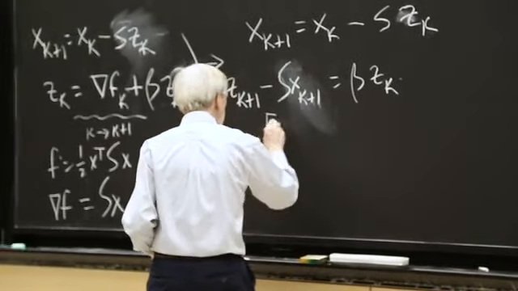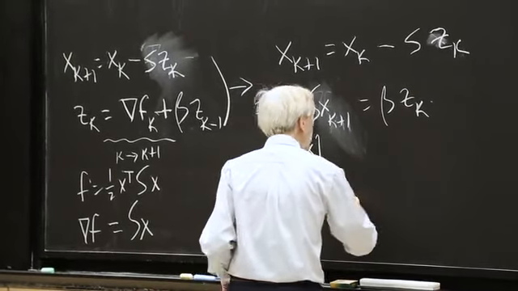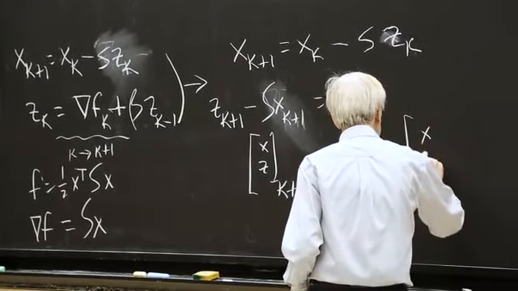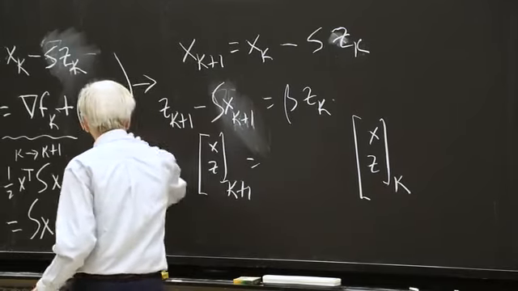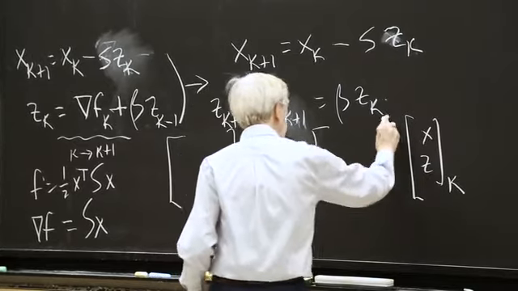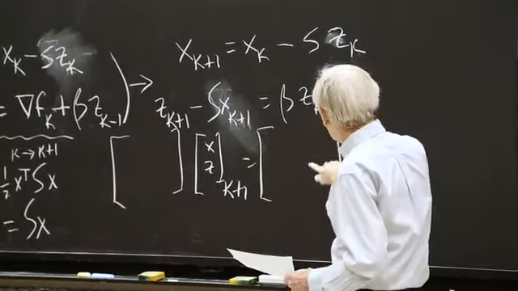So here's xz at k plus 1. And over here will be xz at step k. And I just have to figure out what matrix is multiplying here and here. Okay. And I guess here I see it.